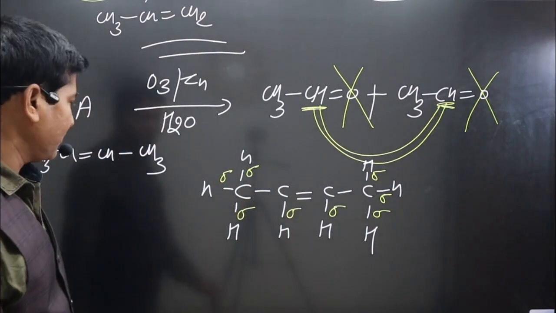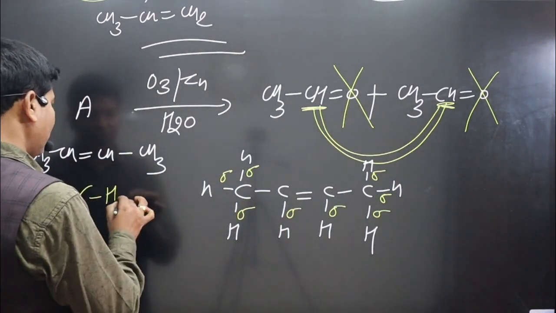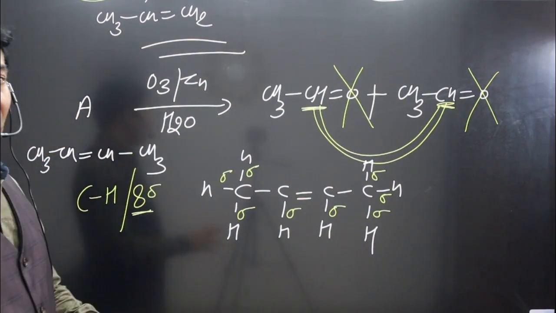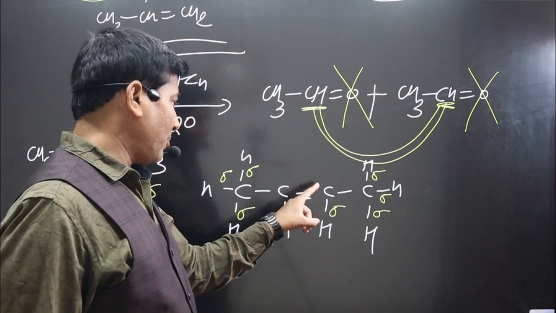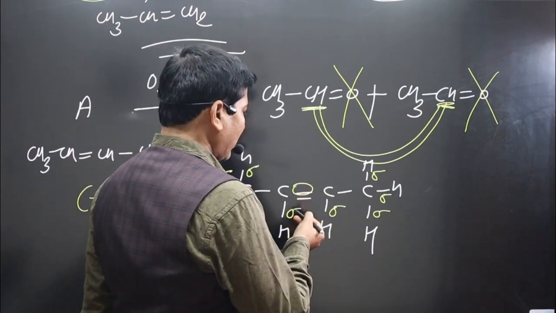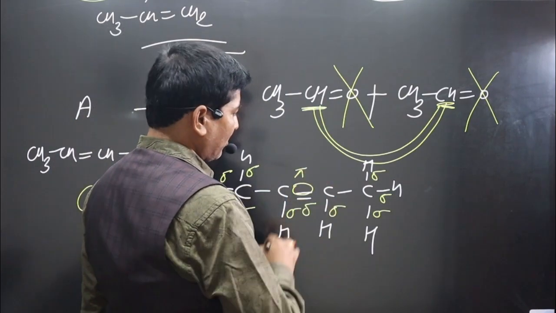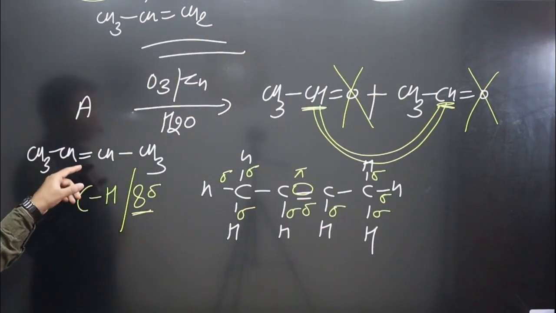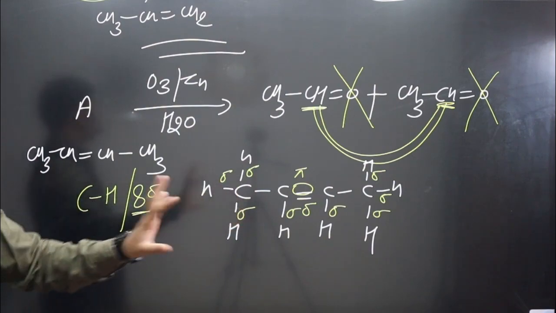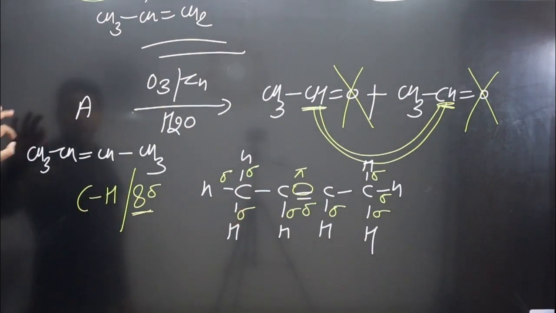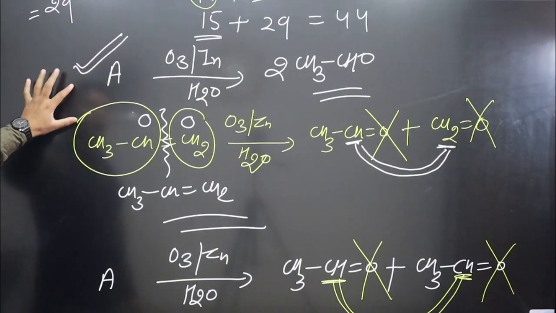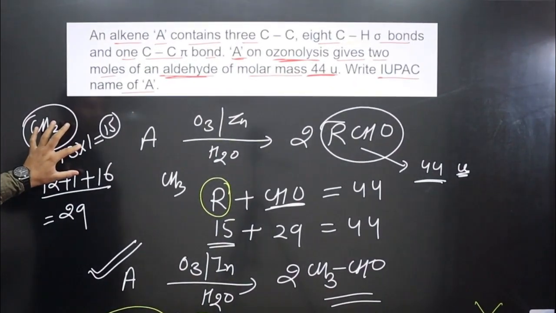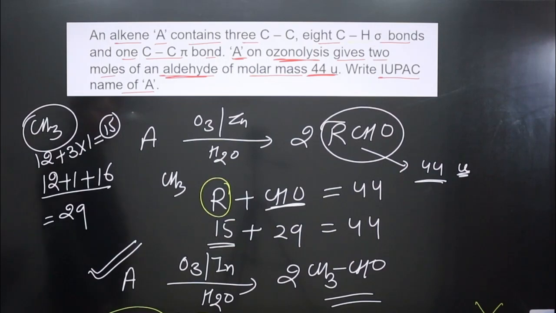Carbon-hydrogen, we got 8 sigma bonds. And then carbon-carbon, you can see one pi bond, the double bond is there, so one pi bond and one sigma bond. So this chemical formula of the reactant is satisfying this condition. This question is quite interesting. That is how we can identify the chemical formula of the reactant.